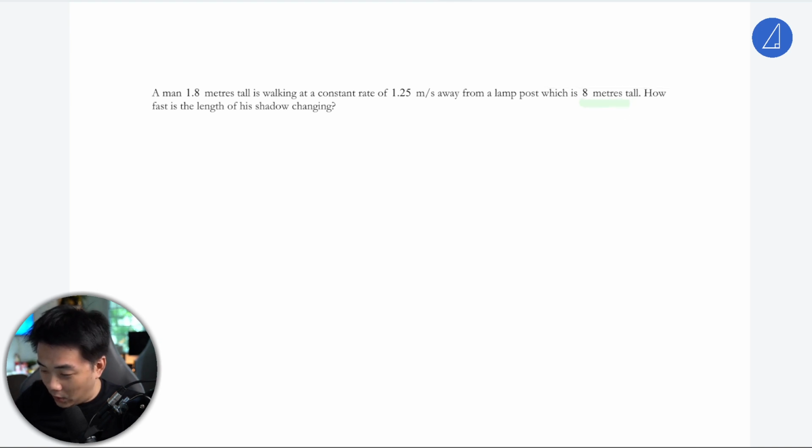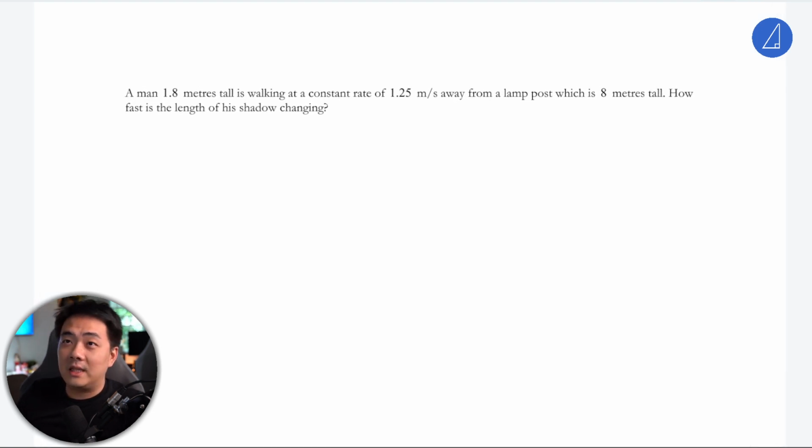8 meters tall is very tall. I think it's a bit too tall, because a typical story is about 3 meters, so 8 meters means it's 2 stories tall. It's possible, but very rare.